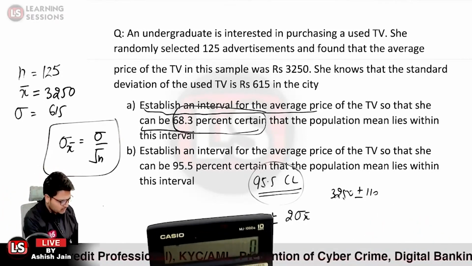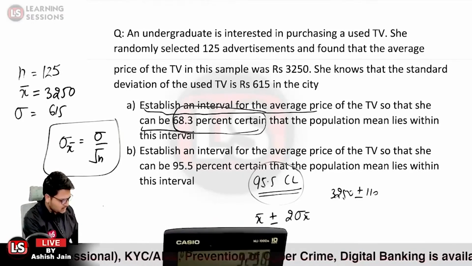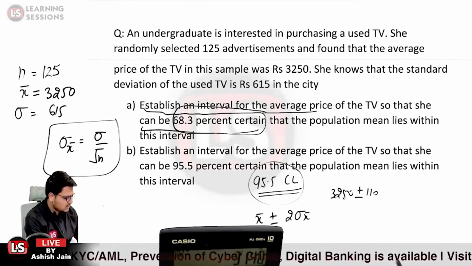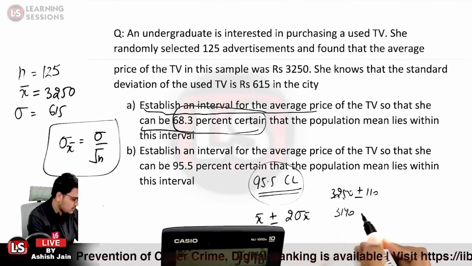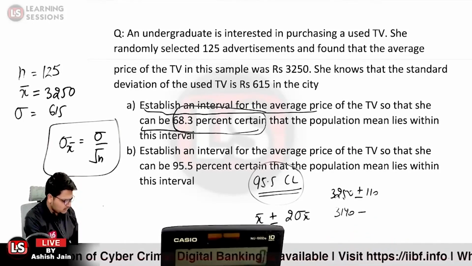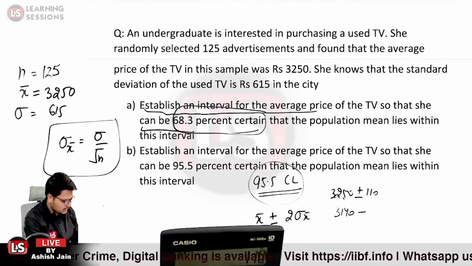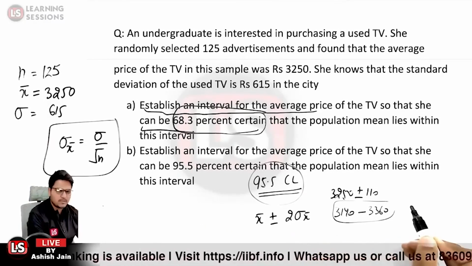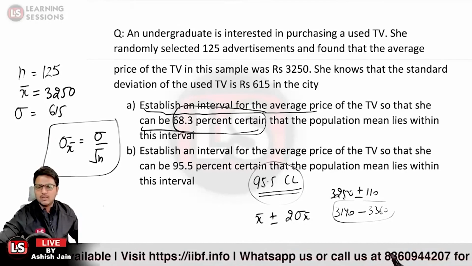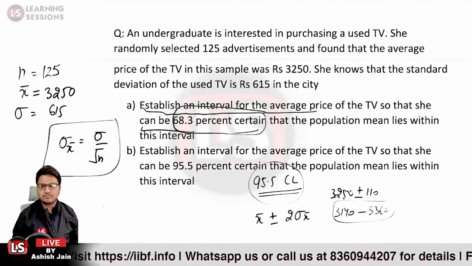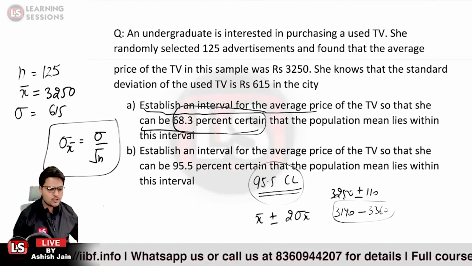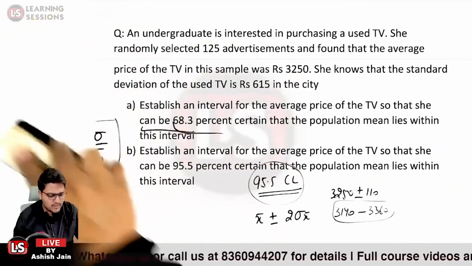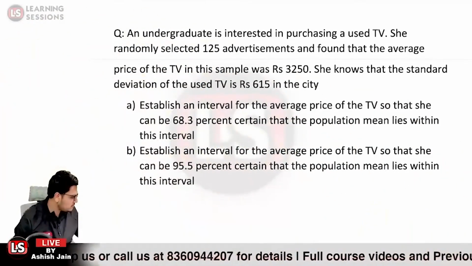So it will be 3250 minus 110, which is equal to 3140, up to 3250 plus 110, which is equal to 3360. So that is the range that we are concerned about. Okay, so that would be the answer to this particular question. Can you please confirm at the earliest so that we can proceed further?